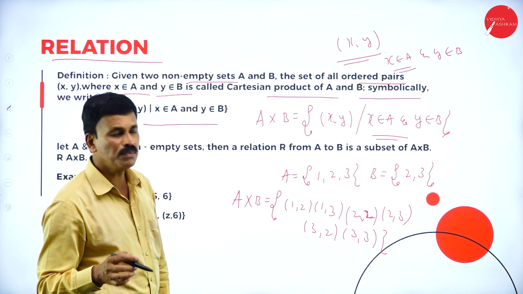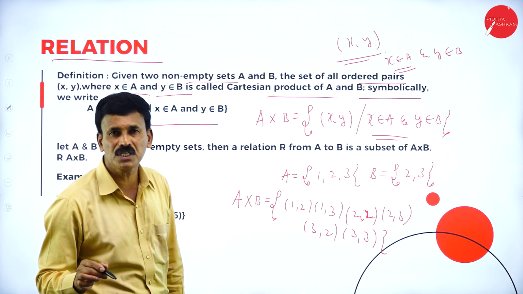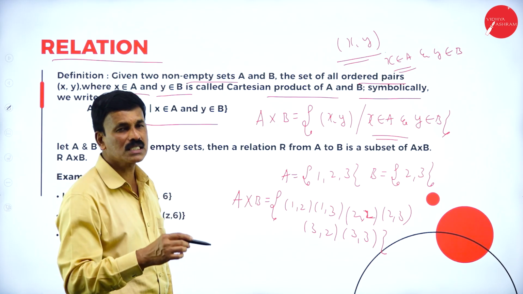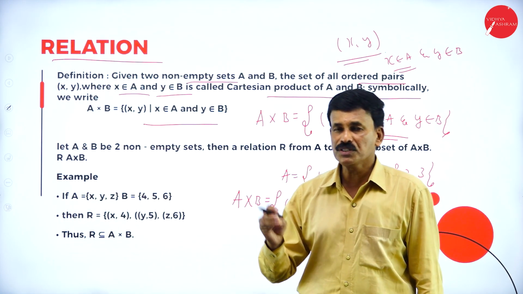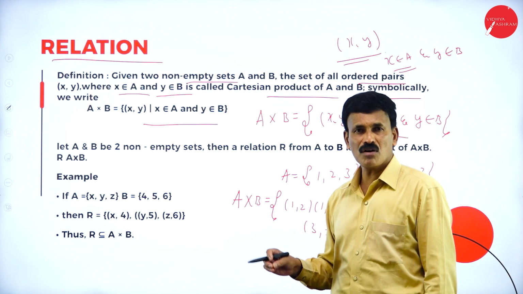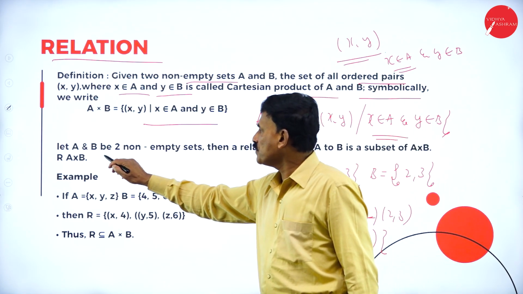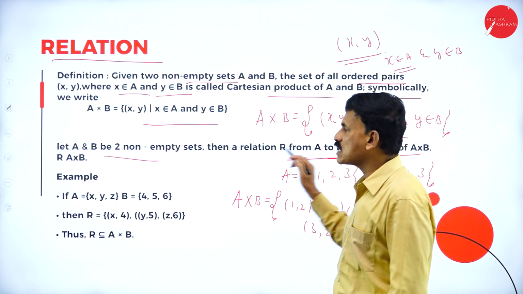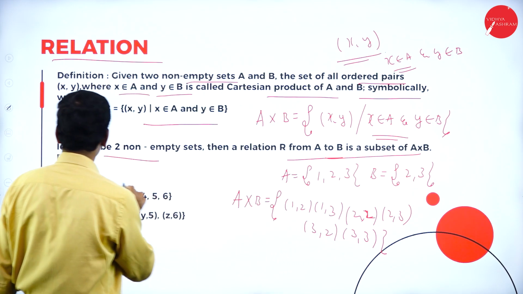An ordered pair is nothing but an element of the form (x, y) such that x belongs to A and y belongs to B. Now, by knowing this, let us discuss the relation. What is the definition of a relation? A relation is nothing but a subset of A cross B. A relation R is a subset of the Cartesian product A cross B. Suppose A and B are any two non-empty sets, then the relation R from A to B is a subset of A cross B.